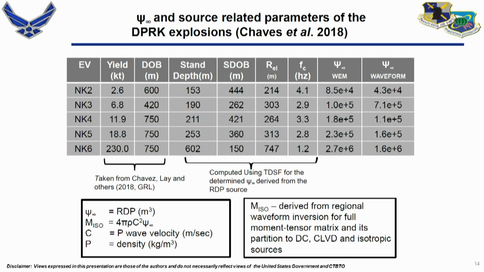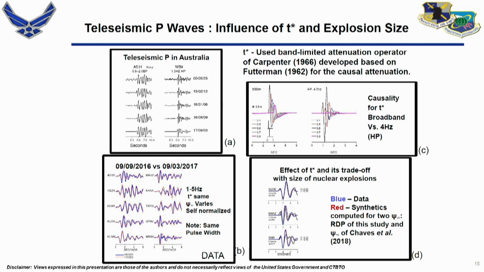On the right-hand side, those are psi infinity from waveform, and this one from WEM. They are pretty much right, with numbers within a factor of two. And that waveform is coming from waveform modeling that we always do at FTEC. Then these are the cases where people are doing T-star and all those things.